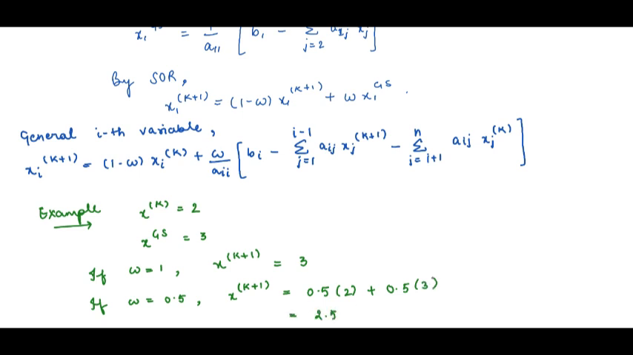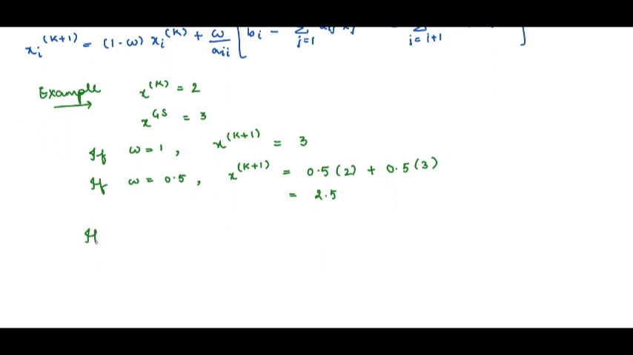Now suppose omega is 1.5. Then x^(k+1) becomes (1 minus 1.5) into 2 plus 1.5 into 3, and hence becomes 3.5. So we have moved beyond the Gauss-Seidel value now, and this is known as over-relaxation.